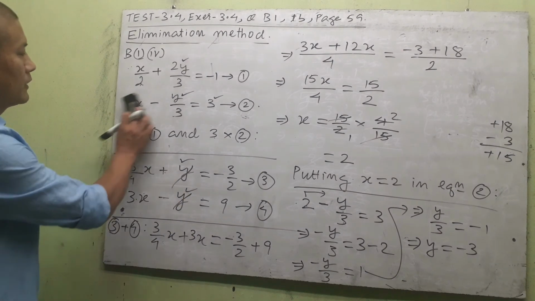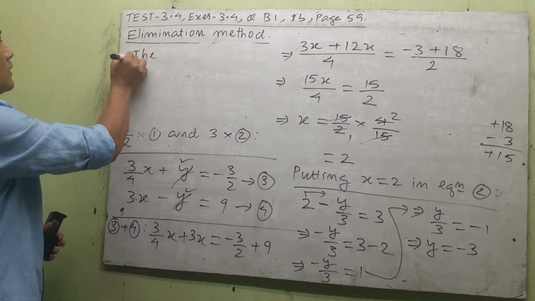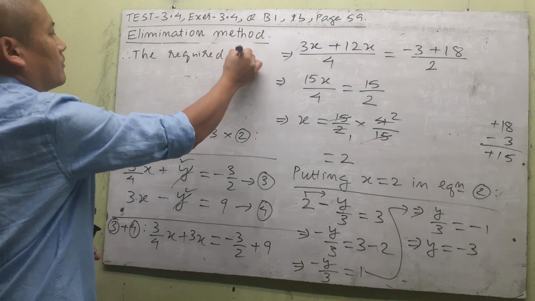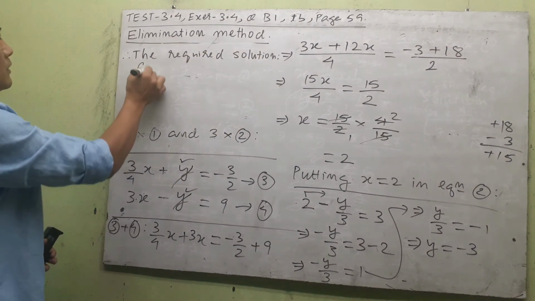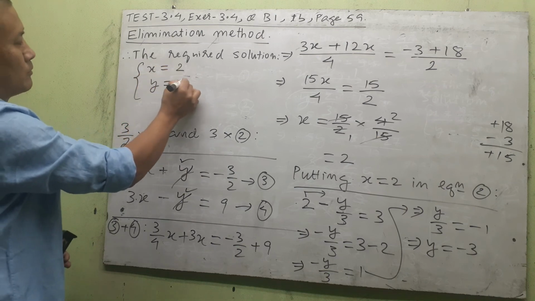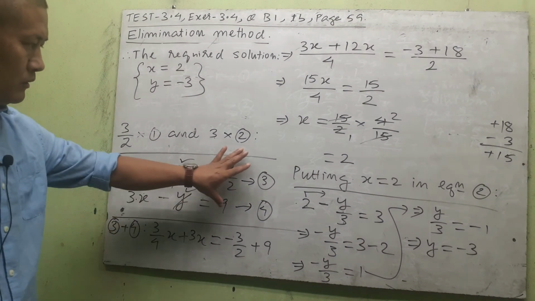So we can write our final answer. Therefore, the required solution here: x is equal to 2, y is equal to minus 3. So we have completed the elimination method.